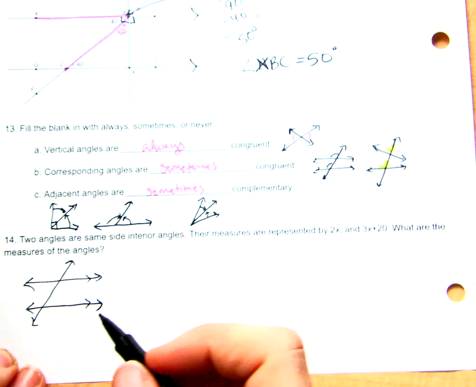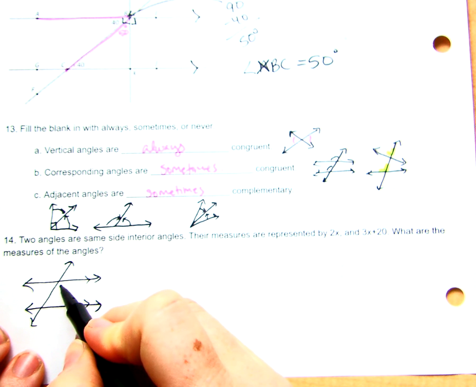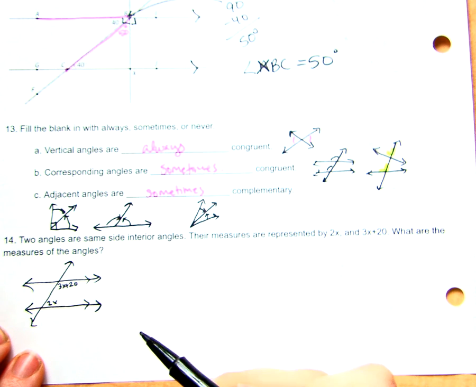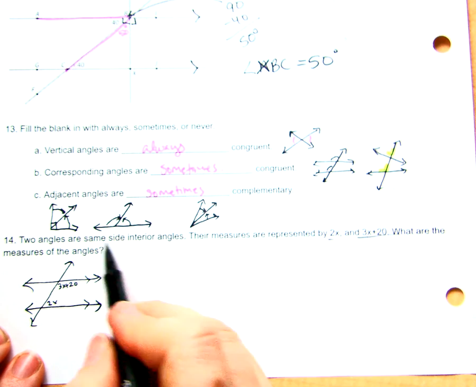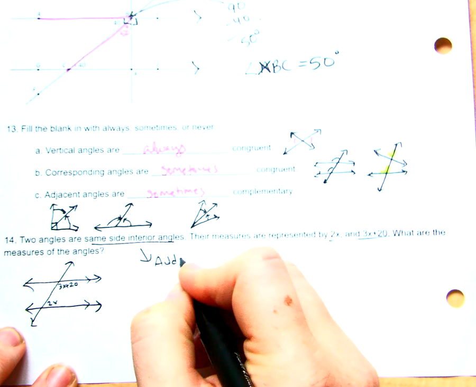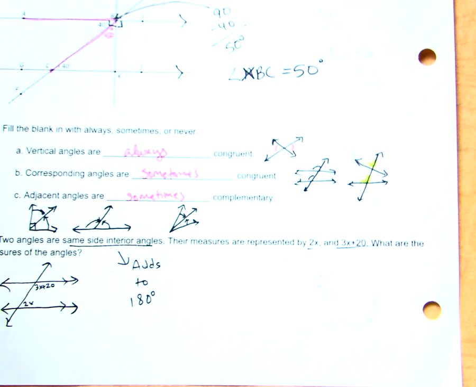I'm sorry, it's about to get really loud because they're playing the music. So let's call this one 3x plus 20, and let's call this one 2x. Right? Same side interior means adds to 180. Oh gosh. I'm going to get loud for you.